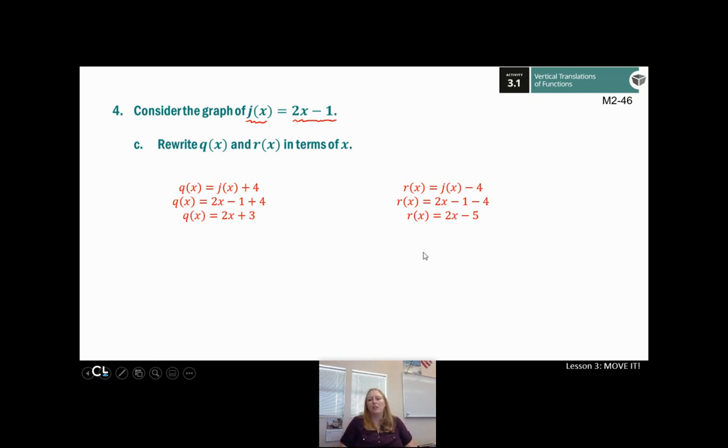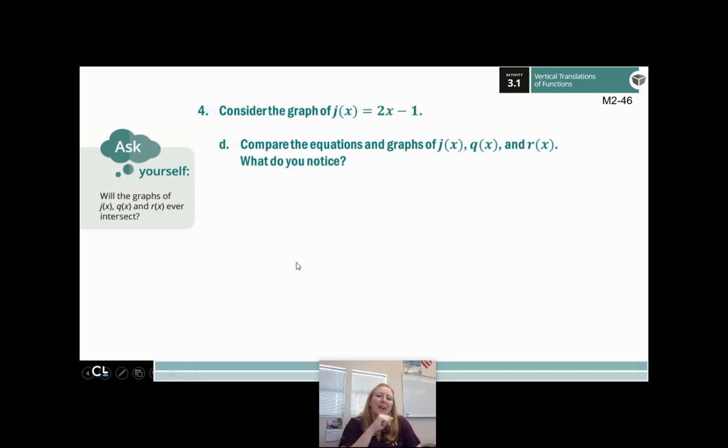So what I would like you to do now is compare. Now you have all of this on your page. You have graphs for all these guys. You have proper equations for all these guys, right? You can see all of these lovely equations here instead of J's everywhere. I would like you to compare your equations and your graphs for all 3 of them, for J of X, Q of X, and R of X. What do you notice? Hit pause, write down your thoughts on what you notice, and then hit play when you're ready to check your work.